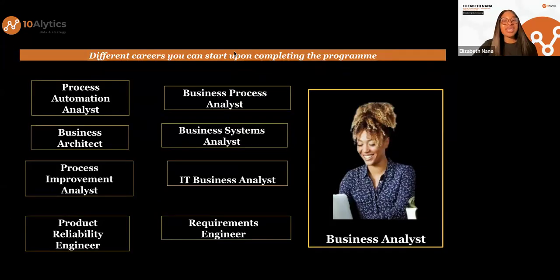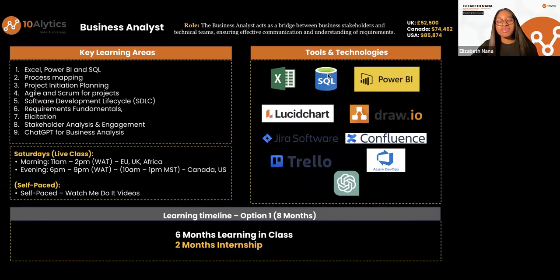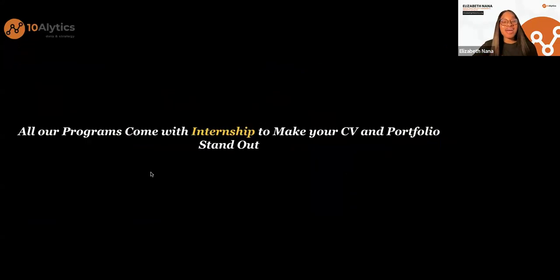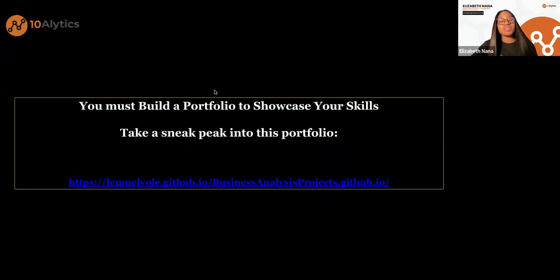All right. Now, what are the different careers that you can get into as a business analyst upon completion of this program? You can actually work as a data analyst because remember, you learned data tools. All right. You learned data tools like Excel, Power BI, and SQL. You can work as a project manager because you'll be learning the agile methodologies and Scrum, and also project initiation and planning. You can work as a process automation analyst, a business process analyst, business systems analyst, process improvement analyst, IT business analyst, and so on and so forth, right? The possibilities are endless. And all our programs come with internship to make your CV and your portfolio stand out.